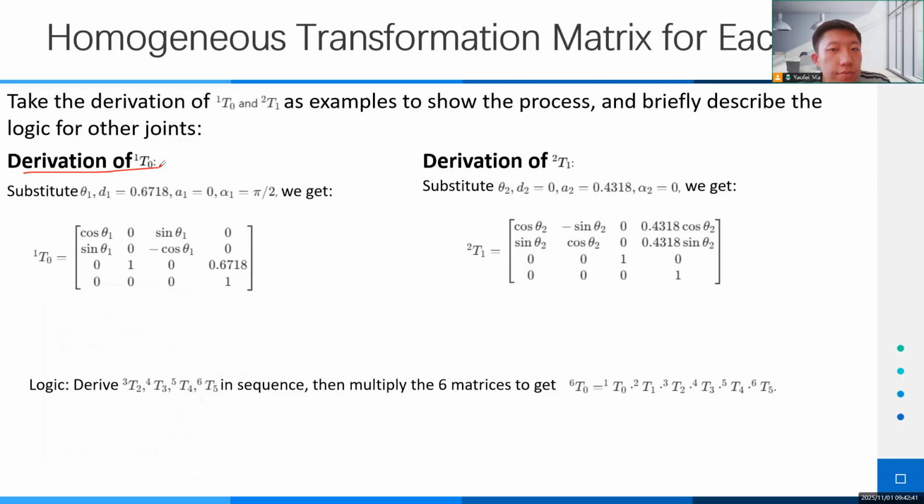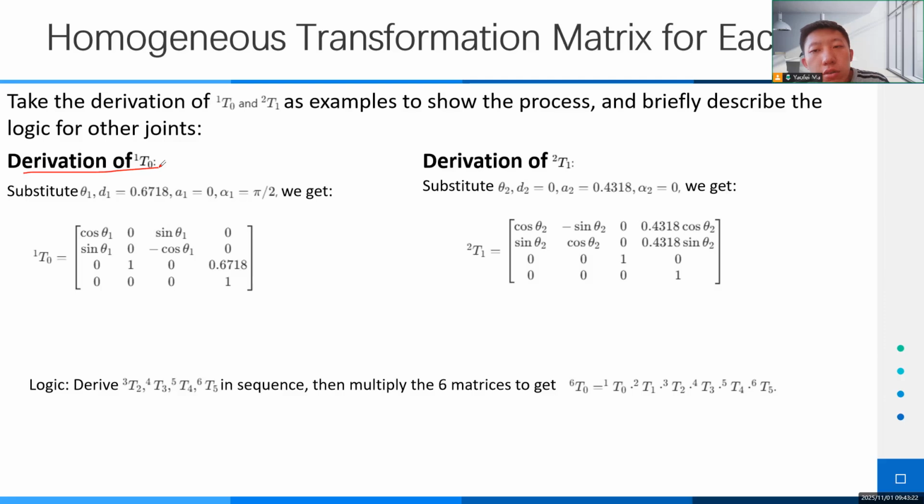As shown here, we substitute the corresponding DH parameters of link 1 into the standard matrix formula. After calculation, we get the 1T0 matrix. What about other matrices? We use the same logic, find their DH parameters, and substitute into the standard formula one by one to derive each matrix.